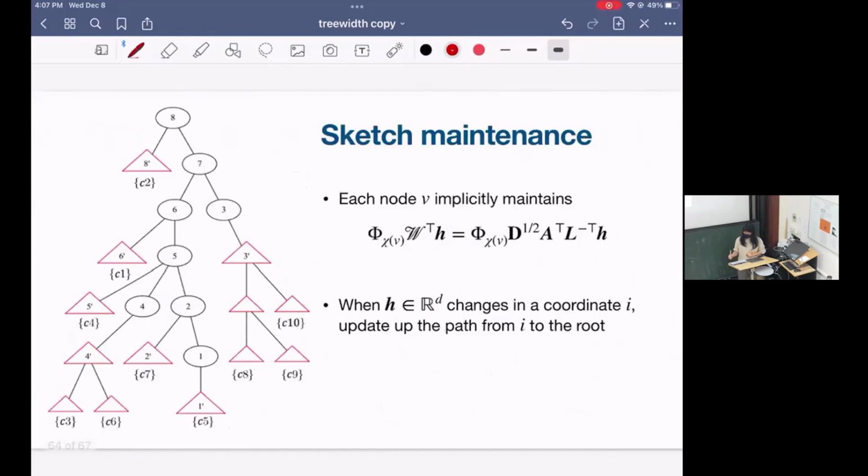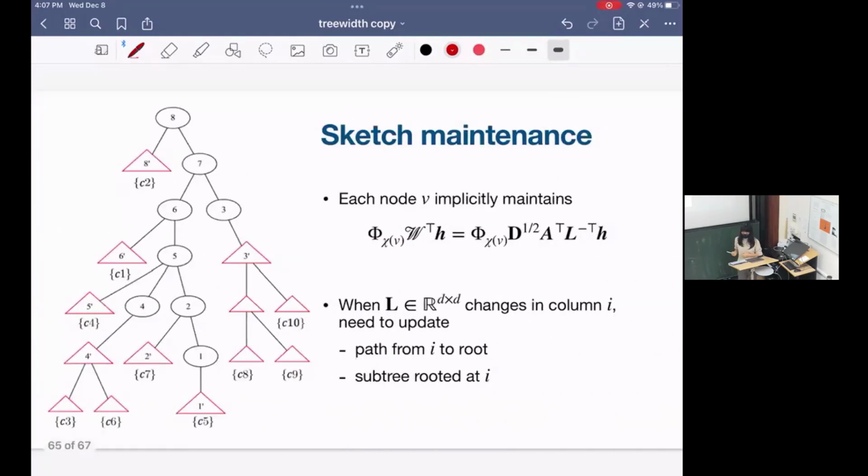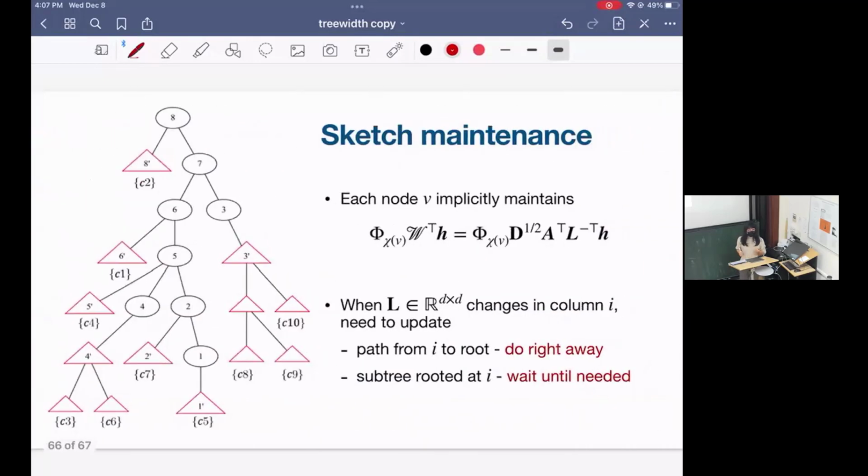Okay, and then when H changes, you can show that you only need to update the sketches along the path from the coordinate that you've changed to the root. And when L changes in some column i, the updates are also restricted to a path from the coordinate to the root, and also a subtree. Updating a path is easy because this is O of tau time, and updating a subtree is actually difficult, so we don't do this until we actually need it. And then you use some clever data structures to make it all work out.